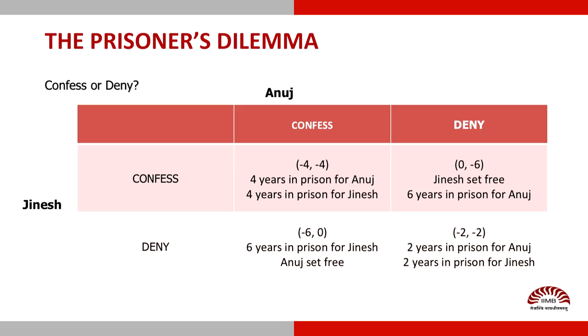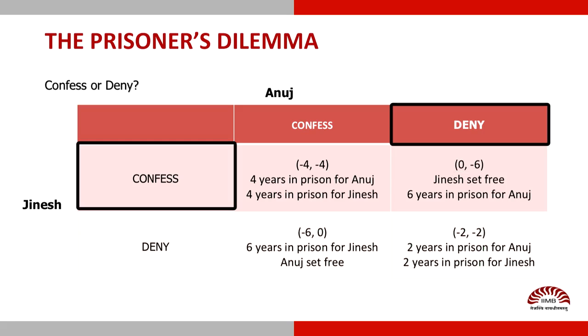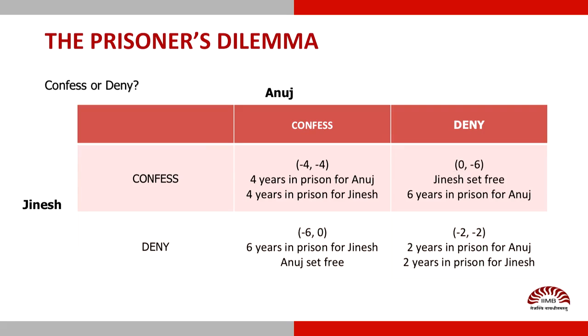What should Jinesh do if Anuj decides to deny? Here the payoffs are 0 and -2 for Jinesh. If he confesses, then he gets 0, and if he denies, then he gets -2. Again, getting 0, getting no years in jail, is better than getting 2 years in jail. So, in which case it would be better for him to confess. So, what we can see is, first of all, no matter what Anuj does, whether he confesses or denies, the best thing for Jinesh to do is to confess.